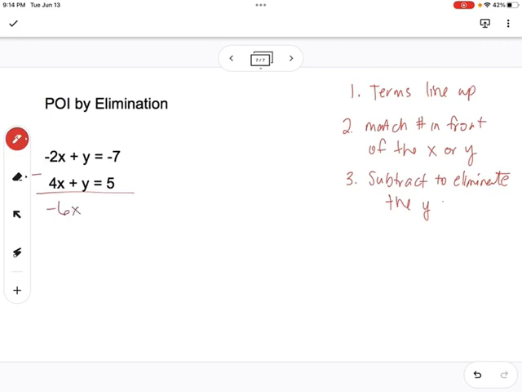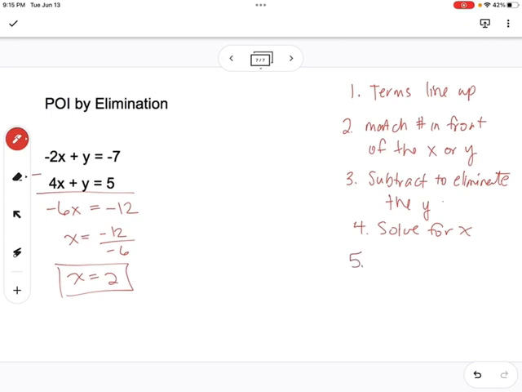Y minus y gives you 0. And negative 7 minus 5 gives us negative 12. From there, we solve for x. So to do that, we want to move this multiply by -6 to the other side and divide. So x equals -12 divided by -6. That gives us x of 2.